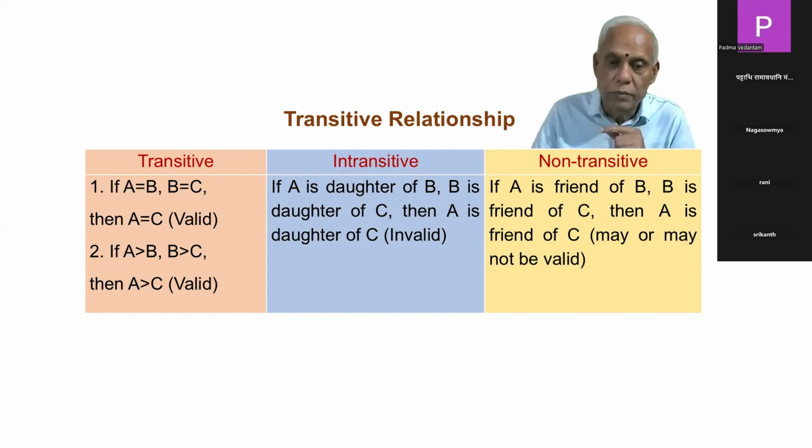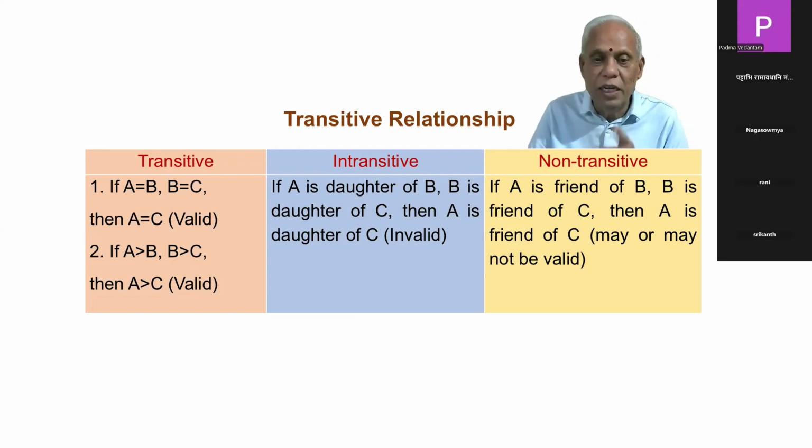Then intransitive. Intransitive means if A is daughter of B, B is daughter of C. This is not an equation; we are giving a relation here. A is daughter of B. Based on these relations, there will definitely be a question in your examination. If A is daughter of B, B is daughter of C, and we take the equation A is daughter of C, it becomes invalid. Here, this is an intransitive relation.